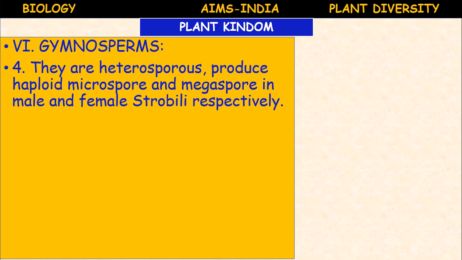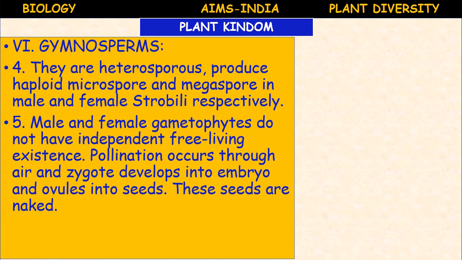Further, let us discuss. They are heterosporous, which means unequal spores are produced, and they produce a haploid microspore and megaspore in male and female strobili respectively. Microspore is the male spore and megaspore is the female spore. That is called the strobili. The male and female gametophytes do not have independent free living existence.